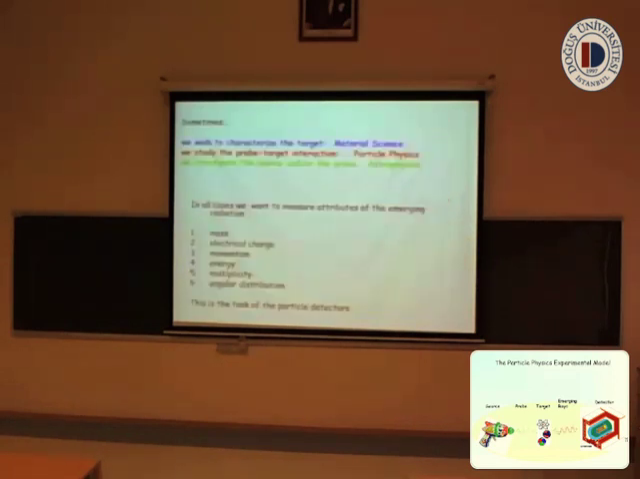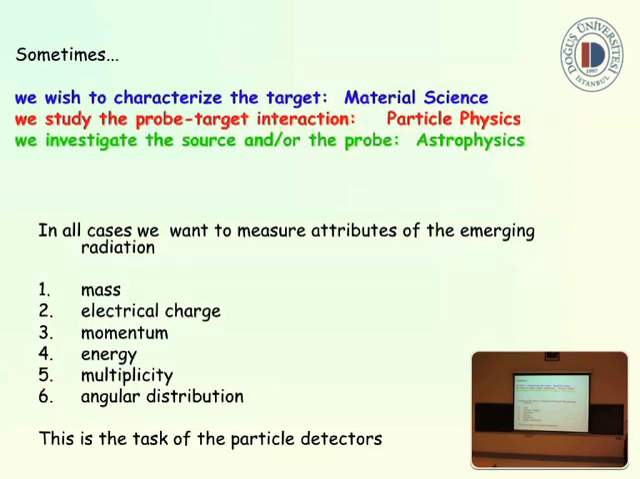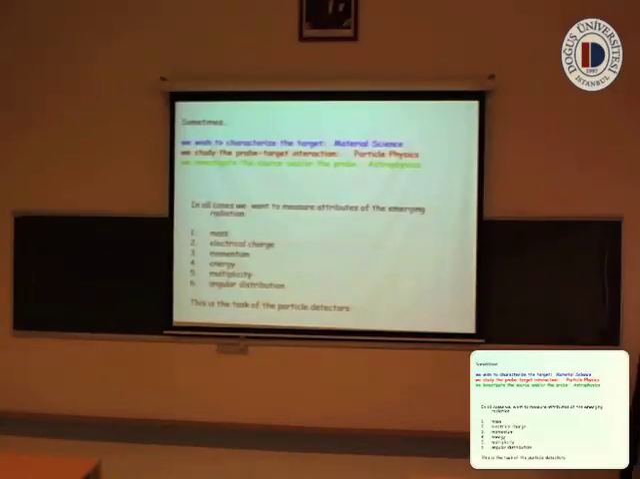Okay, good. Let's see what we have. Sometimes we wish to characterize a target, but it's not our job. It's a job of material science. We study the probe-target interaction, and this is in principle what we are doing in particle physics. And if we investigate the source and/or the probe, it's astrophysics. So in all cases, we want to measure attributes of the emerging radiation. What we want to measure is the mass, electrical charge, momentum, energy, multiplicity, and sometimes angular distribution. And this is the task of the particle detector.